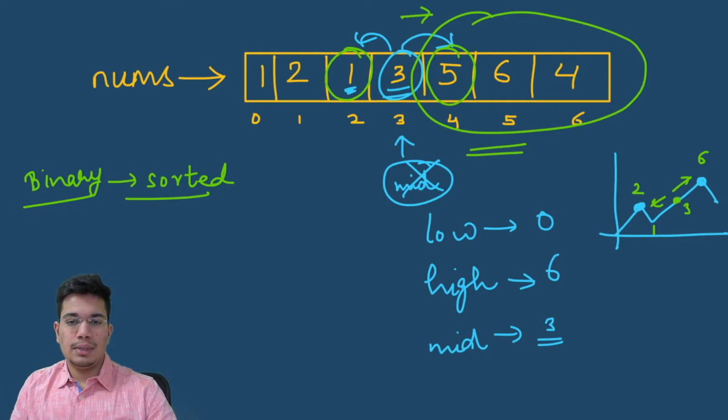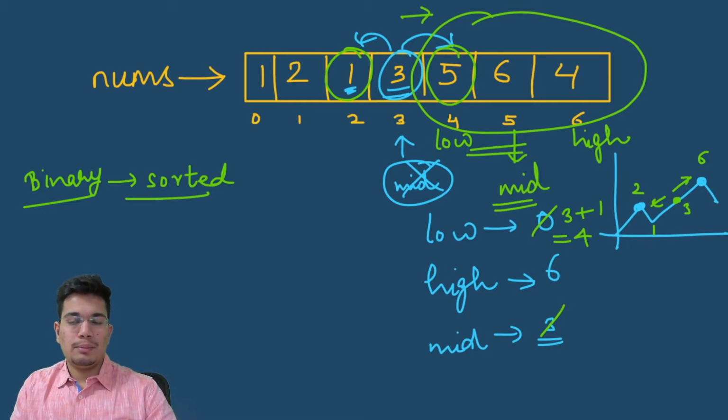And for that, I can simply move my low pointer to point to mid plus 1. So I'll change my low to mid plus 1, which is 3 plus 1, which is 4. So my low pointer comes at this index and high is still at 6 only. So now I'll find my mid again, which is low plus high over 2. So that is going to be 5. So this is where my new mid index is.